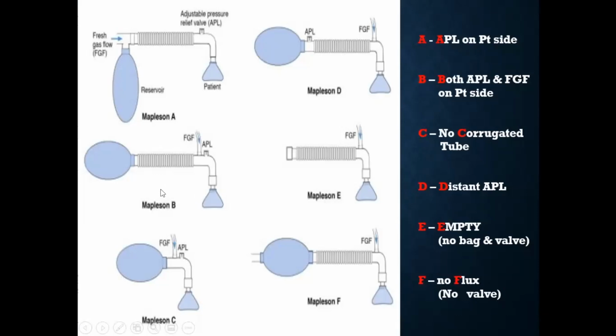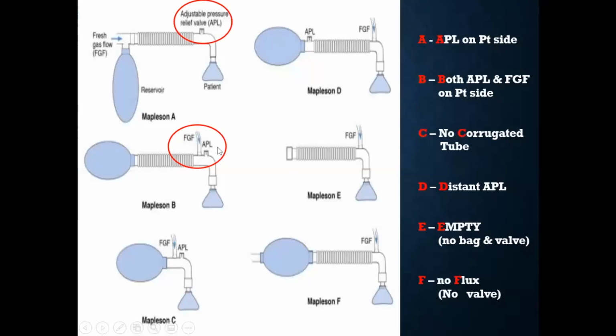Okay. In Mapleson B, it's a full system. It contains all four. It has a corrugated tube. It has a fresh gas flow. It has APL. It has a reservoir. But the fresh gas flow and APL are near to the patient. Okay, that's the difference. So both APL and fresh gas flow are near to the patient. So A and B are complete systems. In the complete system, APL is near to the patient.